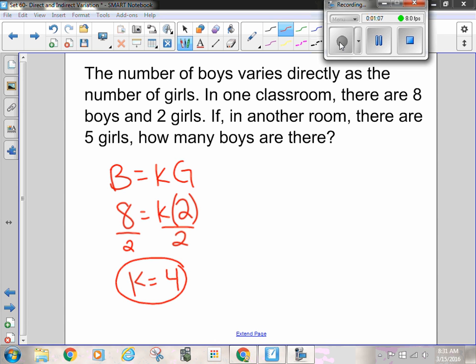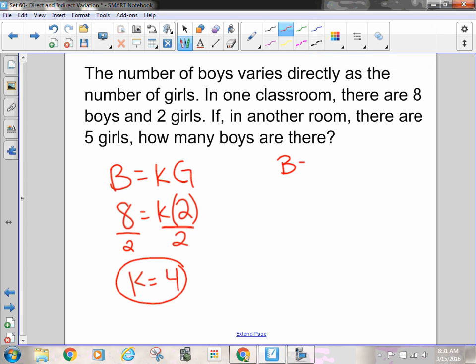So I'm going to use that in my next sentence. If in another room there are 5 girls, how many boys are there? So we don't know how many boys. We have our constant of proportionality is 4, and there are 5 girls. Okay, so when we go ahead and do that, we multiply 4 times 5. There are going to be 20 boys. Okay, so pretty simple. Biggest thing is remembering how to set up that sentence.